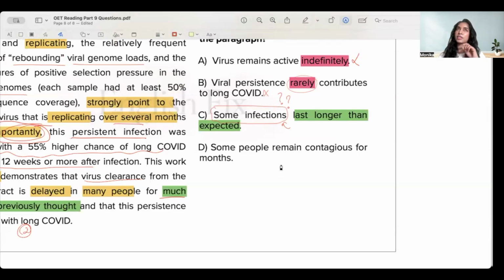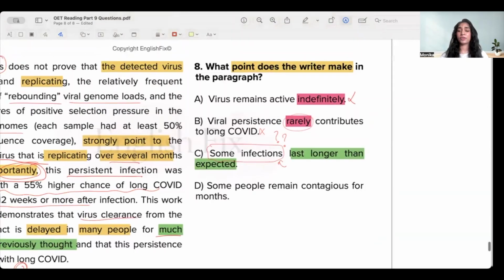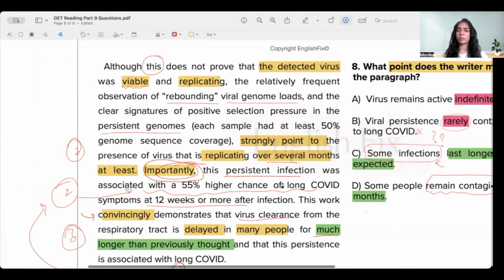So if I think D is completely wrong, I am confident that D is wrong, then I can choose C. Or if I'm confident that D is 100% correct, then I can just say C is wrong. Some people remain contagious for months. Is that the point that the writer is trying to make? That some people remain contagious for months. Okay, then. I know that for months they have this infection. I know that part is correct about months. But what I'm not sure about is the part about remaining contagious. I don't think I saw something about contagiousness.